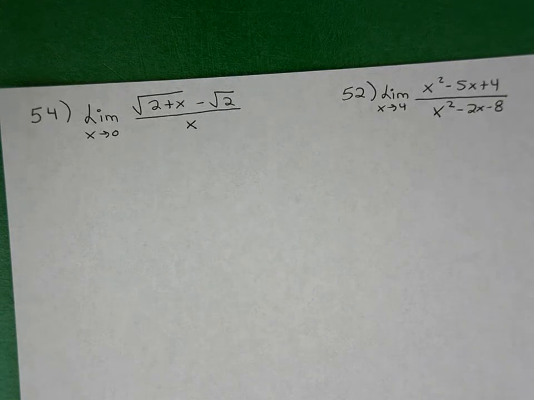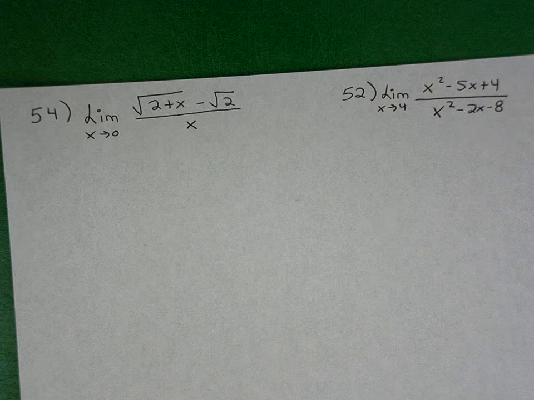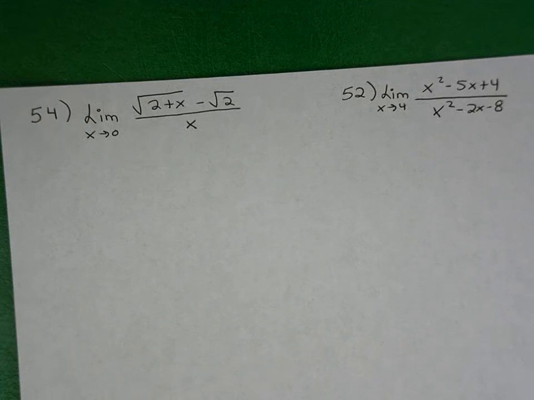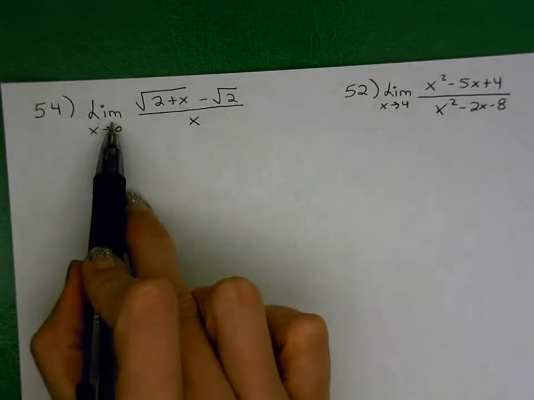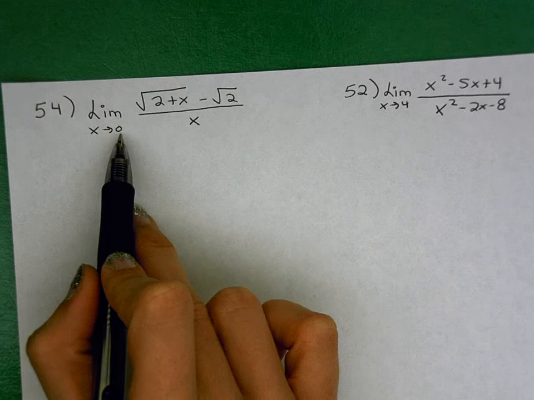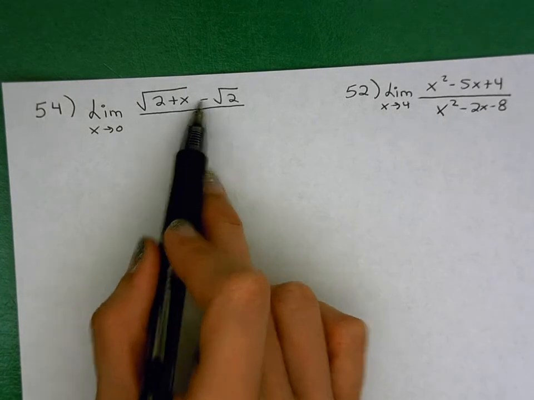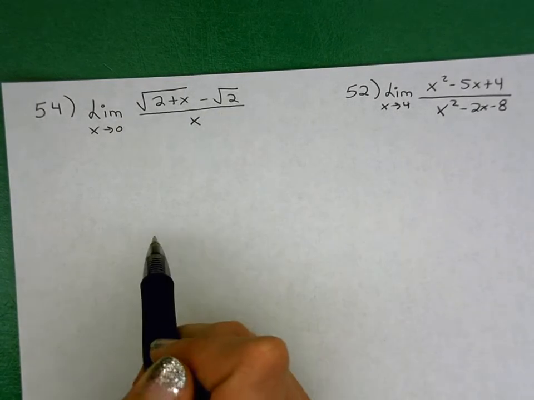Hi there. Today we looked at how to determine a limit analytically, building on what we did yesterday with determining limits numerically and graphically. So I have here two problems to illustrate what we learned. First one is number 54. It says the limit as x approaches 0 of the square root of 2 plus x minus the square root of 2 all over x.